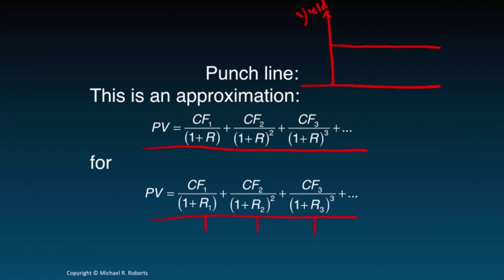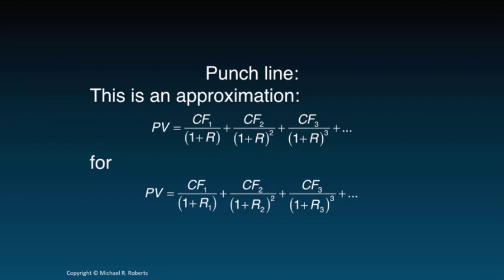The problem, let's see if I can erase some stuff here. The problem is when the yield curve is, say, upward sloping severely or even downward sloping. Now there's going to be a pretty big difference from using some sort of average discount rate R as a proxy for all of the different spot rates.